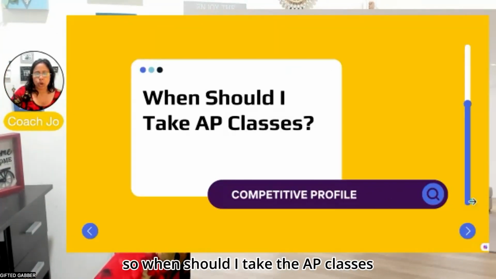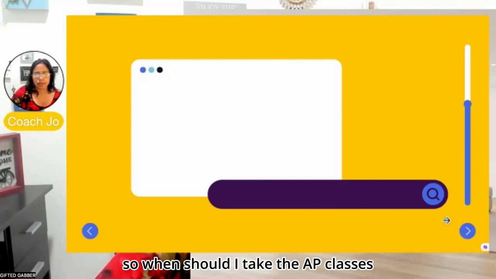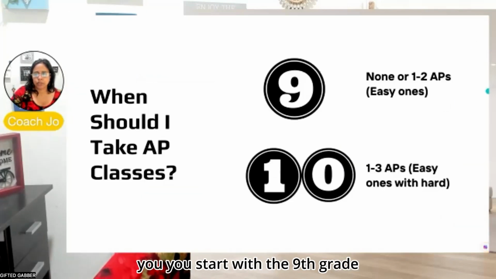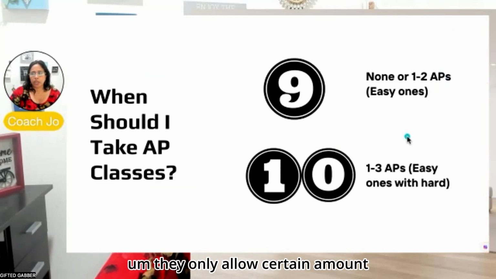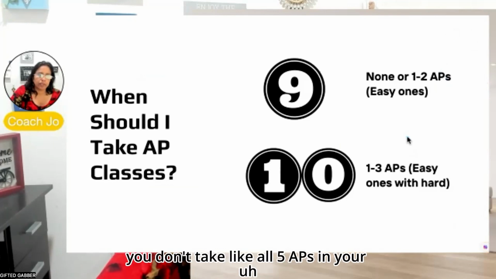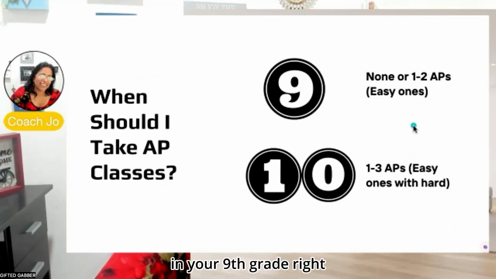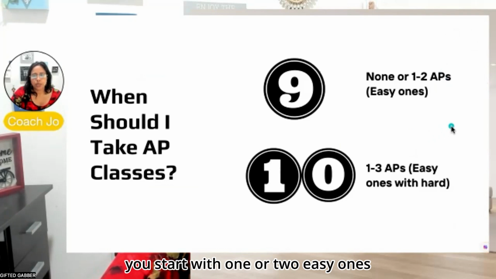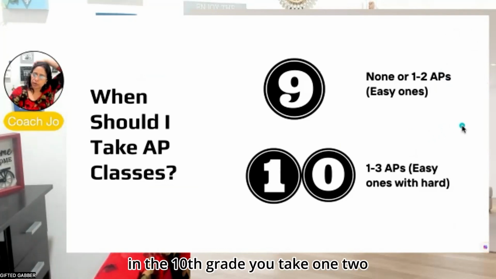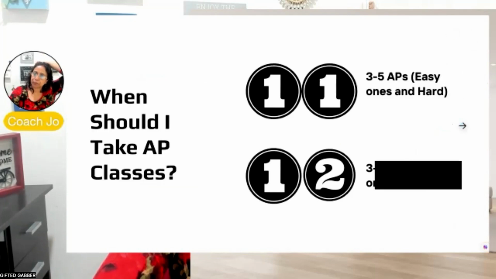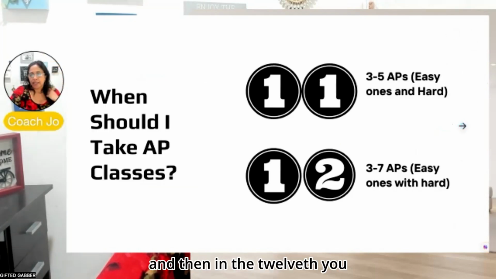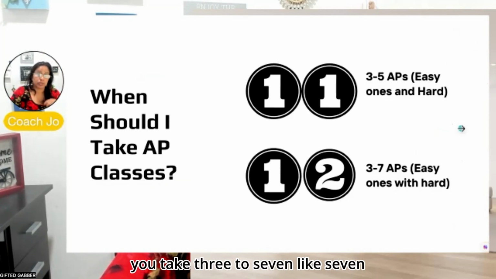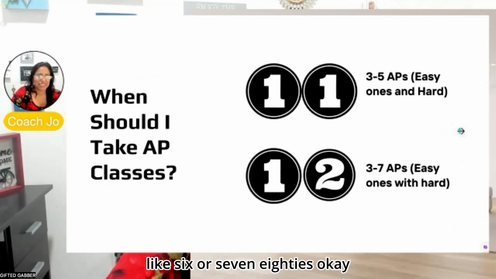Okay. So when should I take the AP classes? Basically, you start within 9th grade, but again, it depends on what your school rules are, right? They only allow a certain amount. You don't take all 5 APs in your 9th grade, right? You start with 1 or 2 easy ones. Then in the 10th grade, you take 1 to 3. And then in the 11th, you take about 3 to 5. And then in the 12th, you take 3 to 7, like 6 or 7 APs, okay?